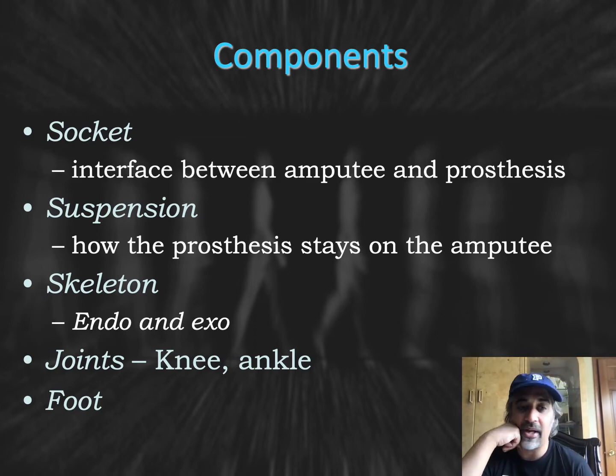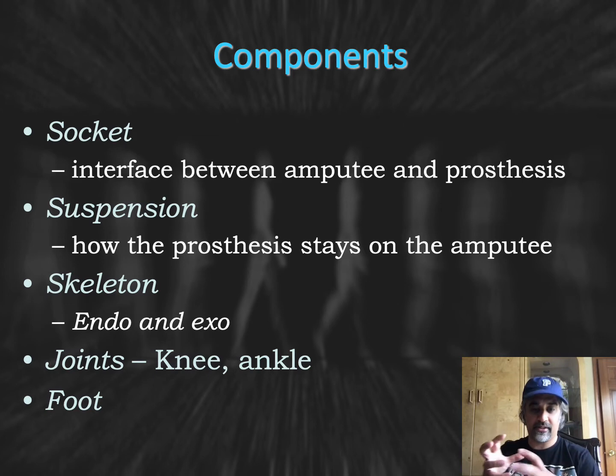The skeleton can be either endoskeletal or exoskeletal. When it is exoskeletal, it's a shell, can't be modified, and tends to be more durable, but also heavier. Endoskeletal tends to be lighter and adjustable, but maybe not as durable. And finally, you have different components contributing to knees, ankles, and ankle foot, and these are components you should know before you talk more about prosthetic gait deviations.